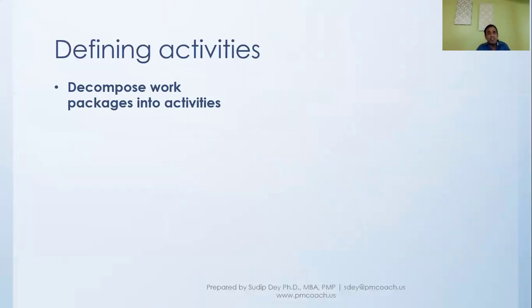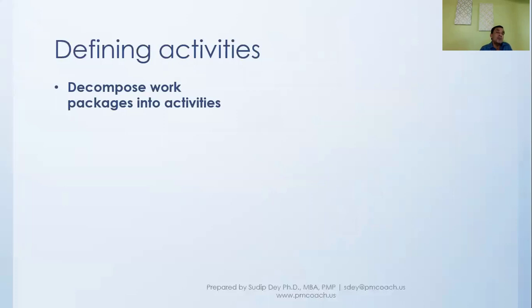Now, defining activities is about decomposing work packages into activities. So work packages, if you remember, are subdivided deliverables that we identified in the scope that were subdivided and got into that level. And we talked about the 8/80 rule, and we got into a place where we can now understand how this work package can be done. And so when we arrived at that, we are able to visualize how we'll be doing that.